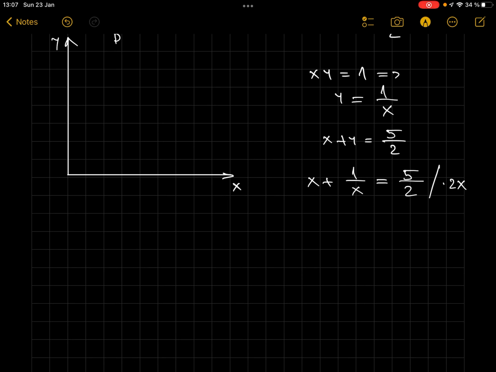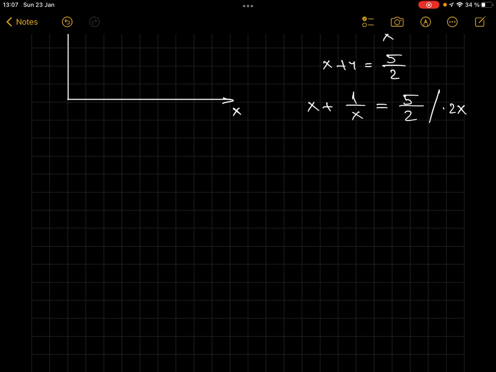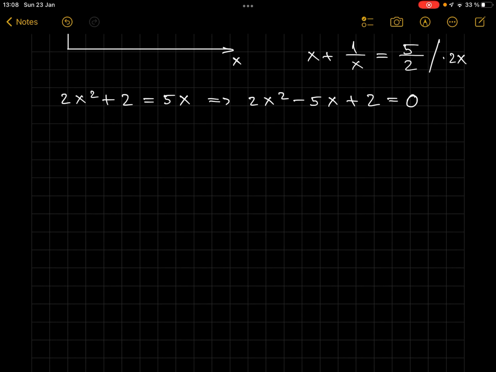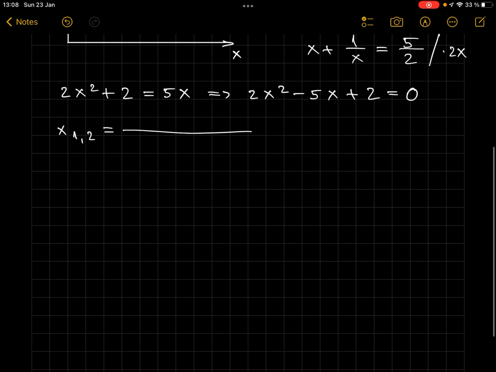So I'm going to be multiplying both sides by 2x, and that will give me that 2x squared plus 2 is equal to 5x. In other words, 2x squared minus 5x plus 2 is equal to 0. So we have a quadratic equation here in terms of x. So we're going to have two solutions, two complex solutions, but I think they're going to be real.